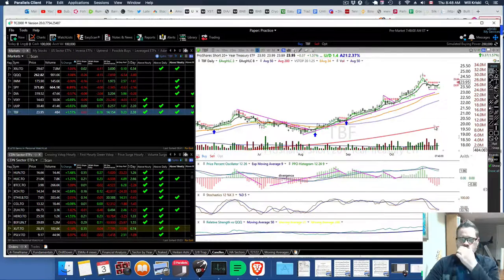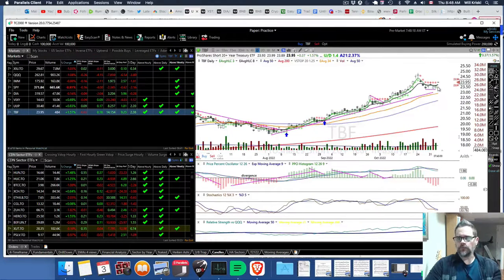And then you have the opposite of the bond funds, which is TBF. This is a 20-year, not a 10-year bond fund. And this morning, we have a green volatility stop. And actually, I was going to mention that you can see right here it says 7:45. That's the pre-market.